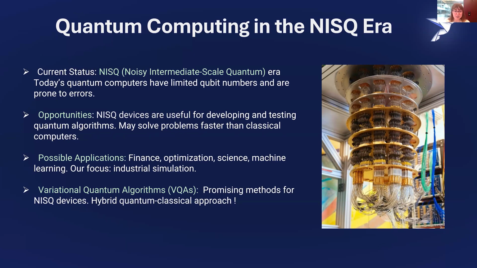At ColibriTD, our focus is on industrial simulation. Specifically, we're very interested in variational quantum algorithms, or VQAs. The algorithm that I present today belongs to this class of algorithms. VQAs are quantum algorithms designed specifically for the NISQ era. While quantum computers remain limited, VQAs make use of a hybrid quantum-classical approach, where they combine quantum and classical computers to work together to solve problems.